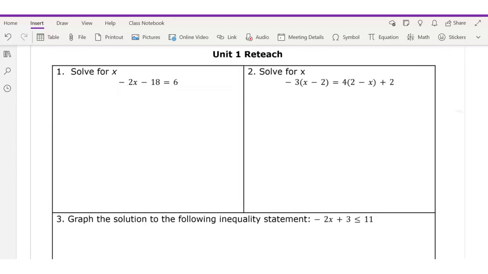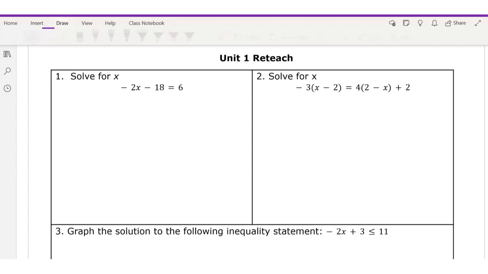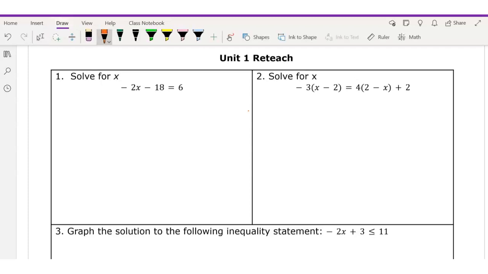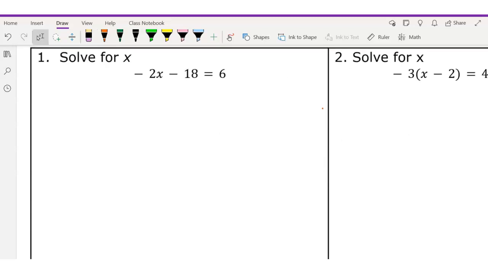This is going to be your reteach for your retest that will happen on Tuesday of this week, which is tomorrow. All right, so for the first one, we're going to be solving for x. Remember, our first step is to put our line down the equal sign. Now let's get rid of anything that is being added or subtracted to the x first, because remember, we want to isolate the x. This is our end goal.